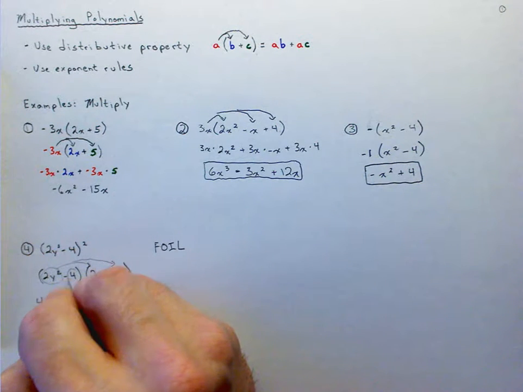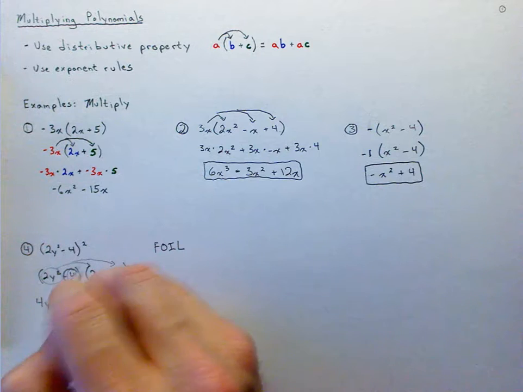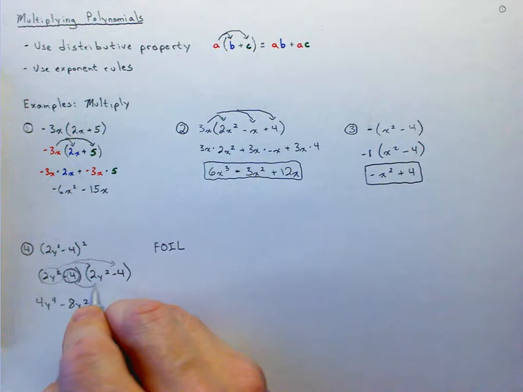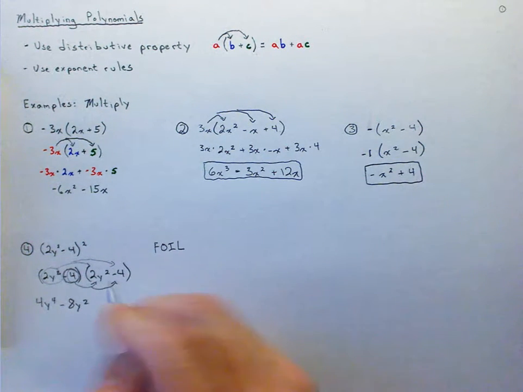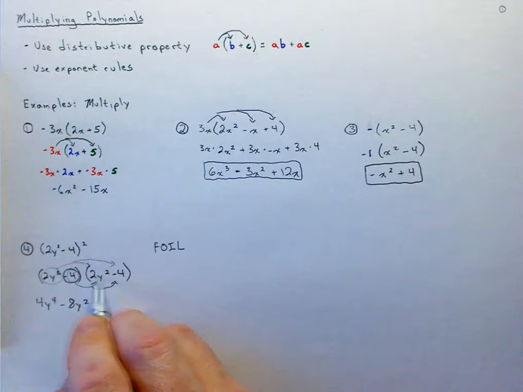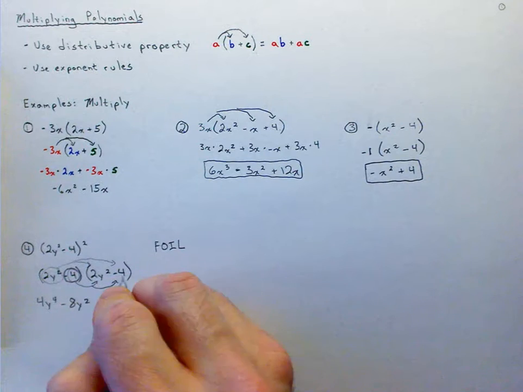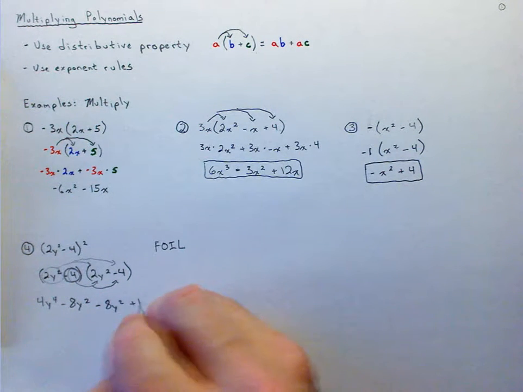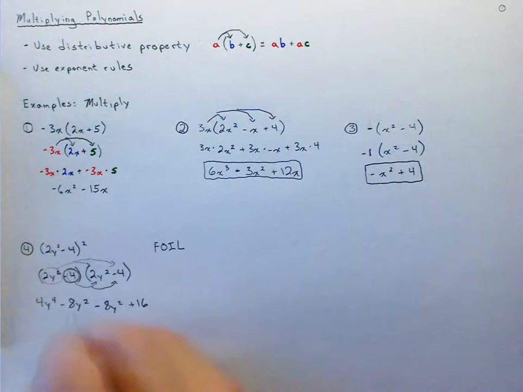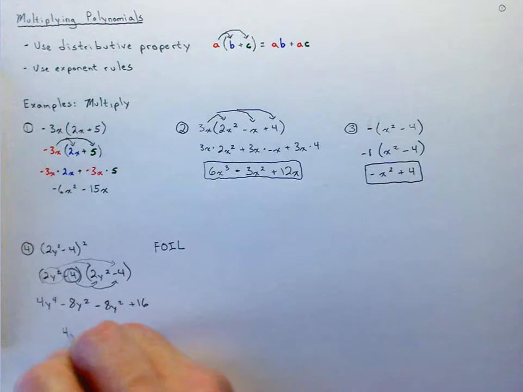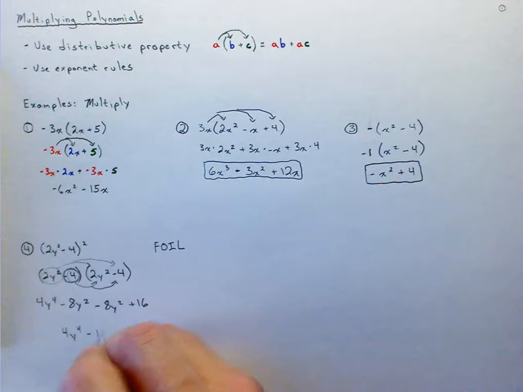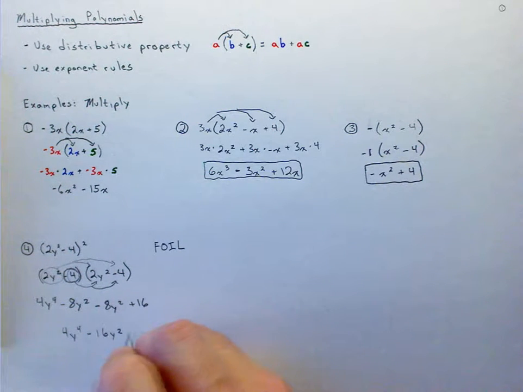And then I'm going to do this one. Whoops, let me include that negative sign. The sign that's in front of the term always goes with the term. I'm going to multiply everything by that. Negative 4 times 2y squared is a negative 8y squared, and a negative 4 times a negative 4 is 16. Combine like terms, y squared and y squared, I need to combine those, so I end up with 4y to the fourth minus 16y squared plus 16.